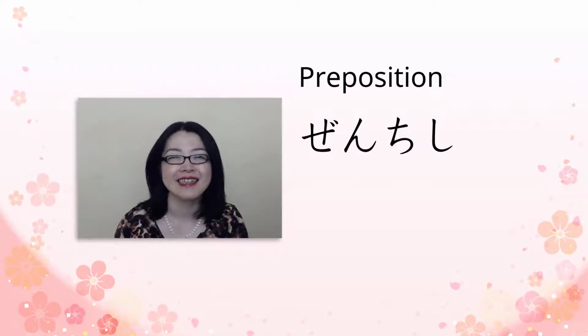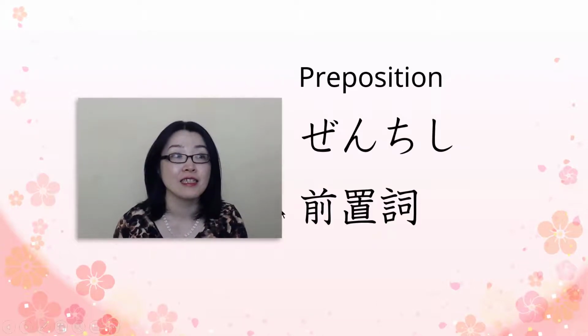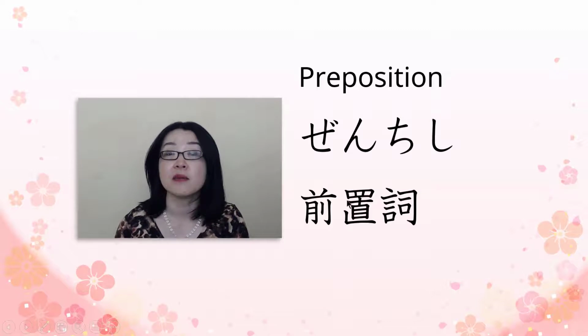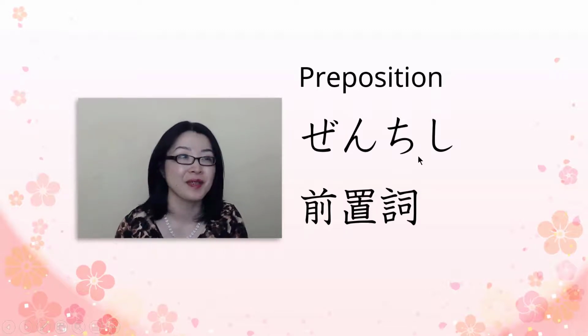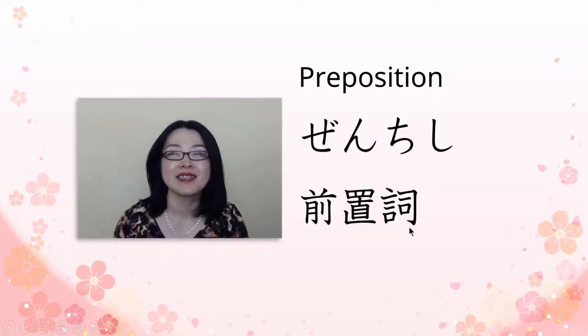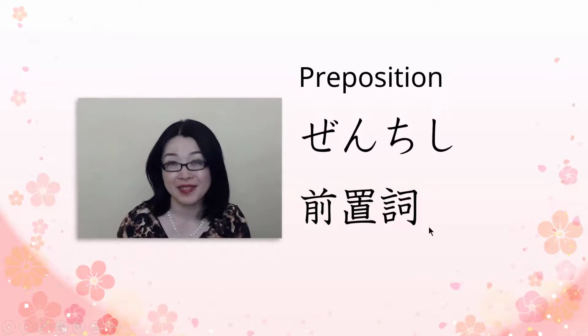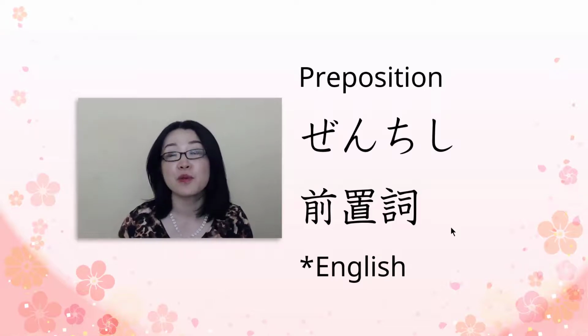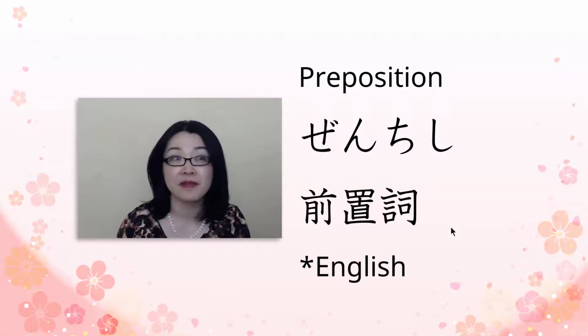Preposition. In English, you have these words like in, on, at. 前置詞. The first two characters, 前置, means in front and then put. So preposition and word. So 前置詞 is preposition. These words are in English, but we Japanese don't have them.